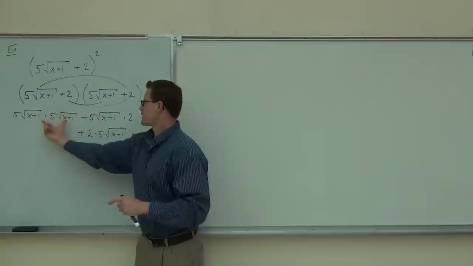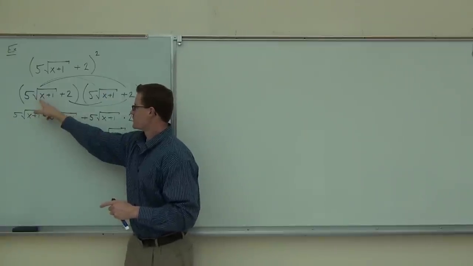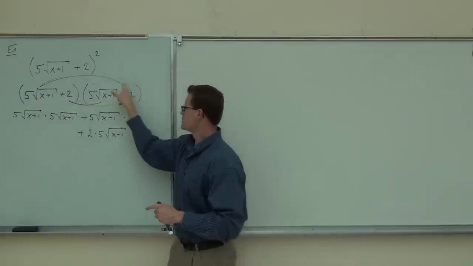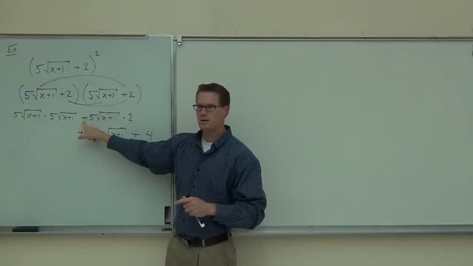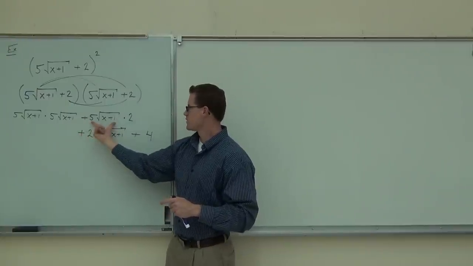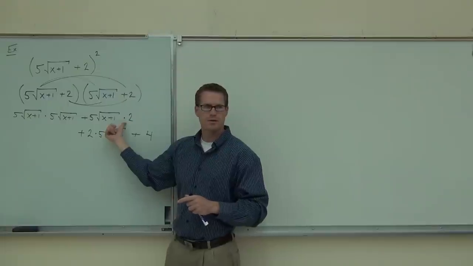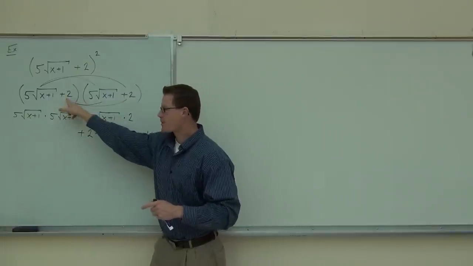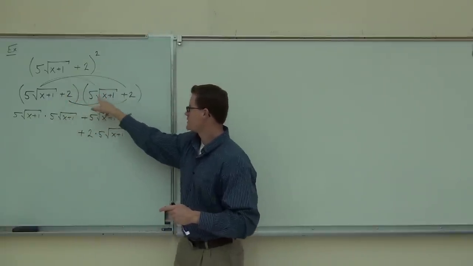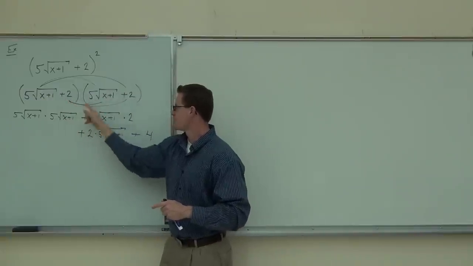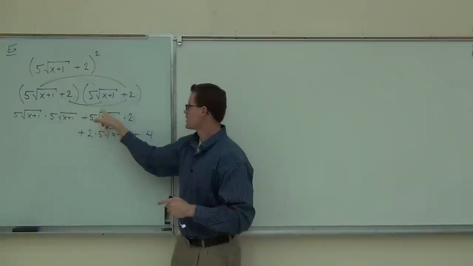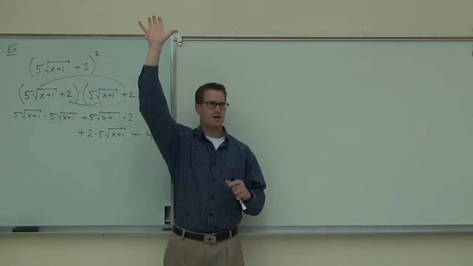So this part, right there. This part, the 5 root x plus 1 times 2. Remember, that's a positive times a positive. I should get a plus out of that. There's our 5 root x plus 1 times 2. You okay with that part? Then we got a couple more. We got this guy, 2 times 5 times root x plus 1. That's right here. Again, a positive times a positive gives us a plus. And 2 times 2, that's our 4 over here. Raise your hand if you're all right with that.